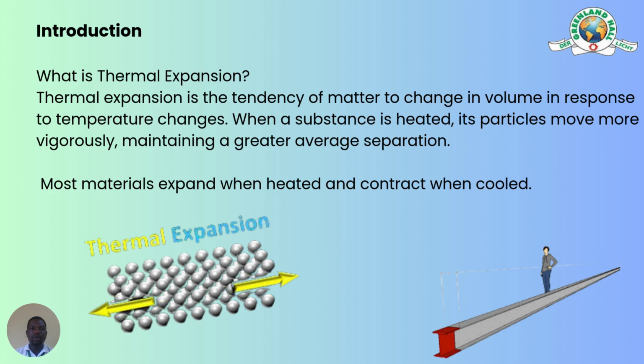Now, this is the introduction. What is thermal expansion? Look at this diagram. Look at this long pole that has red at the end. The red indicates a small increase in the length when the iron is subjected to a very high temperature. Thermal expansion is the tendency of matter to change in volume in response to a change in temperature. When a substance is heated, its particles move more vigorously, maintaining a greater average separation. Most materials expand when heated and contract when cooled.